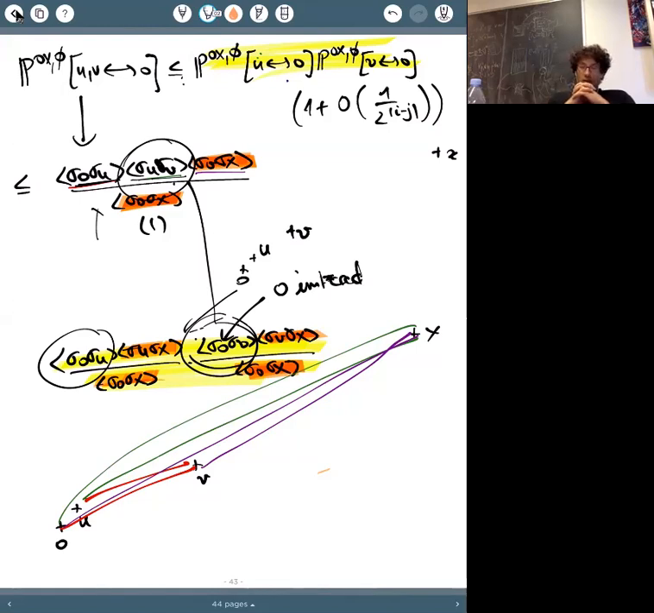Okay, I think I will definitely not have any time to tell you anything about the other models, but you can go to the paper and look at it, and thank you very much for your attention.